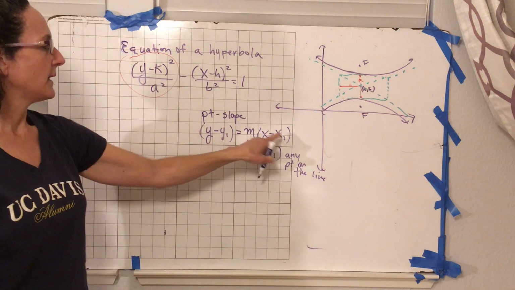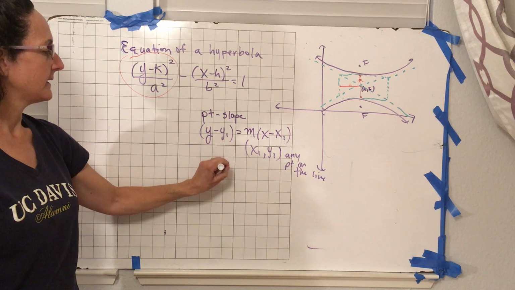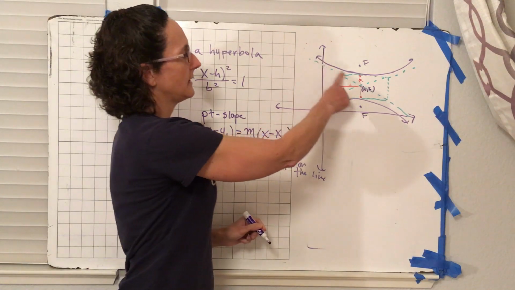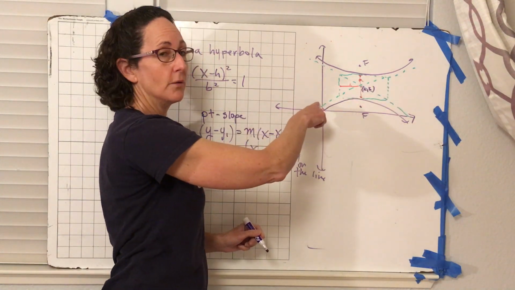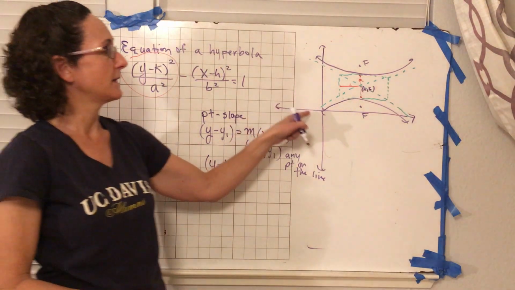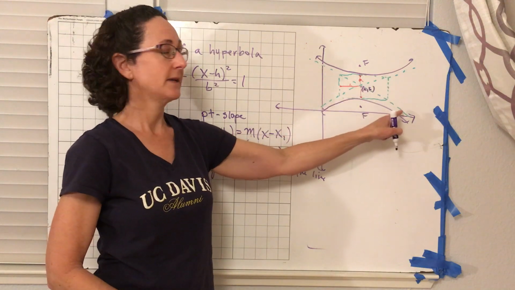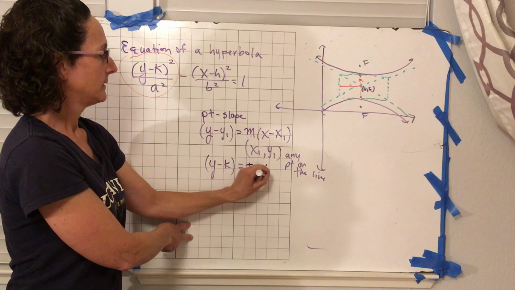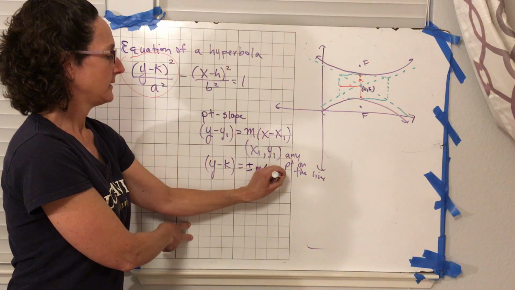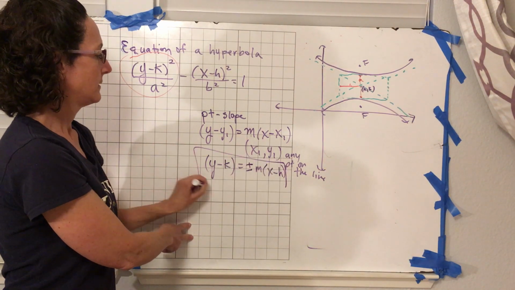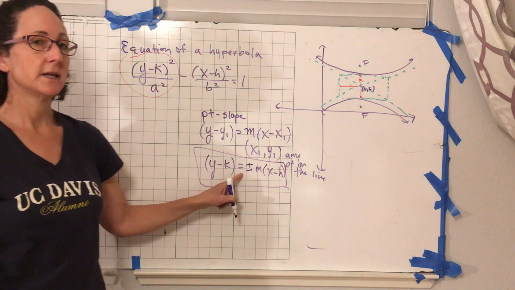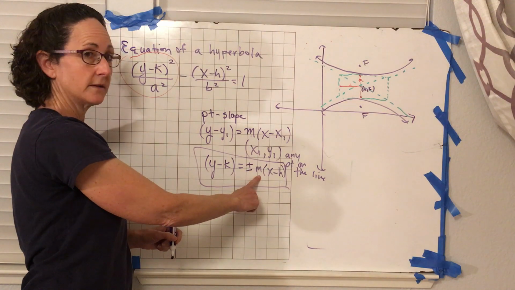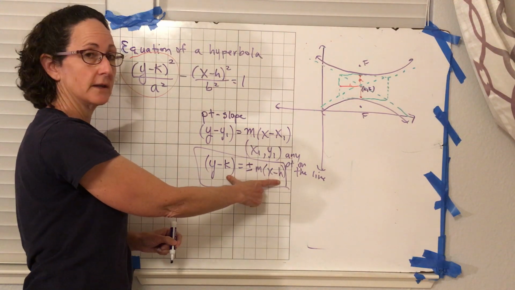So instead of using y1 and x1, we're going to use y minus k equals, and then if you notice, there's a line that goes this way and a line that goes this way. The only difference between those two lines is this one has a positive slope and this one has a negative slope. So you're going to do plus or minus, times x minus h. Okay. So this will tell me the equation of those two lines. These are the slopes of the lines, and this is the point, the center that it goes through.